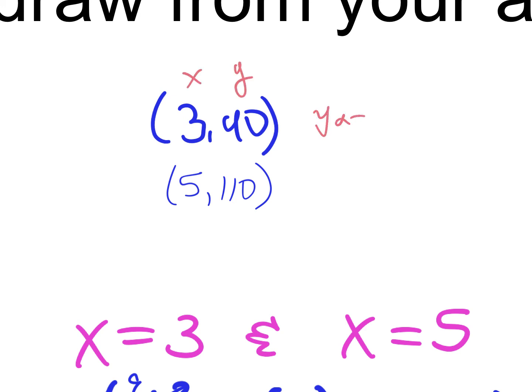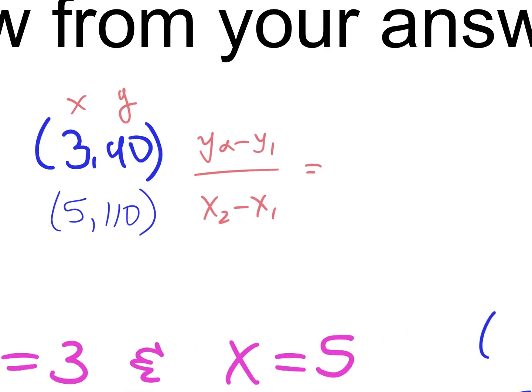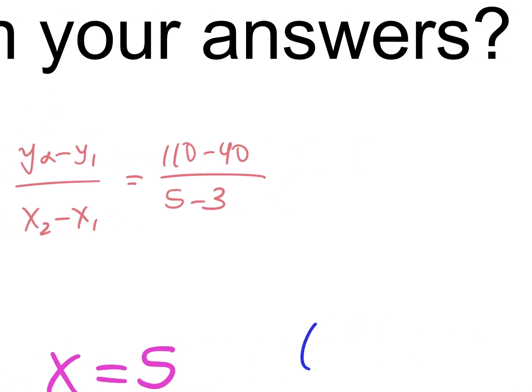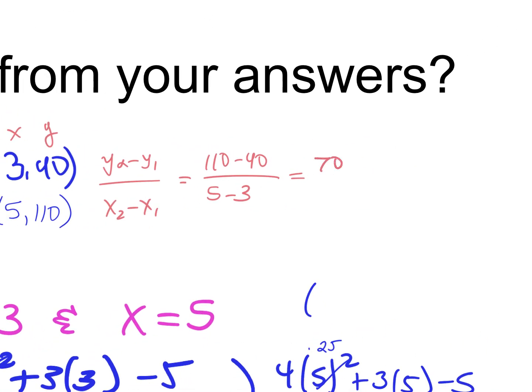So again, if we're going to find the average rate of change between these 2 x values, I'm going to say y2 minus y1 over x2 minus x1. So what do you want to start with? 110. Okay, 110 minus 40 over 5 minus 3. What's 110 minus 40? 70 over 2, which is 35. So what can you tell me about the function between these 2 points? It's increasing. By a little bit? By a lot.